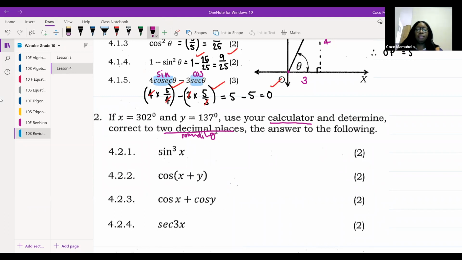Okay. I want you guys to look at sine cubed of x. Remember, use your calculator to calculate the sine of x and then cube the answer. Pop your answer in the chat.